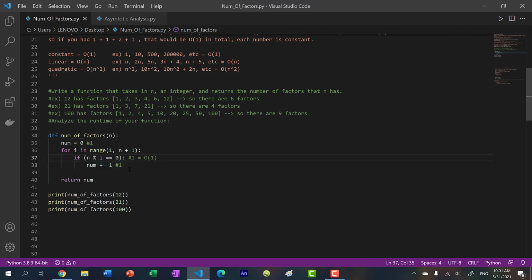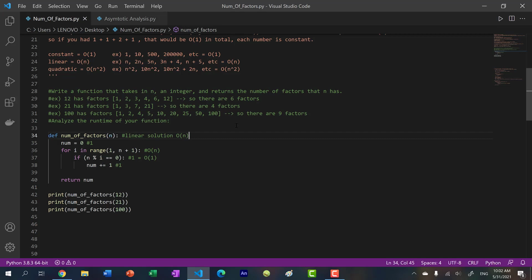Okay, so how many times is this inner block repeated? Well, we're doing this check for all the numbers between 1 and n. So this for loop repeats n times, and it's repeating this check n times. So the for loop runs n times, so the whole thing is O of n. So we have a linear solution. Now, can we do better than a linear solution? Because what we have here is what we call a brute force solution. Basically, a brute force solution is a solution that is very easy to come up with, but is not the most efficient in terms of runtime.